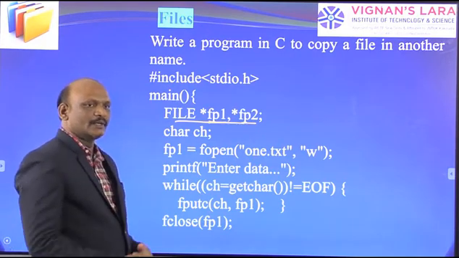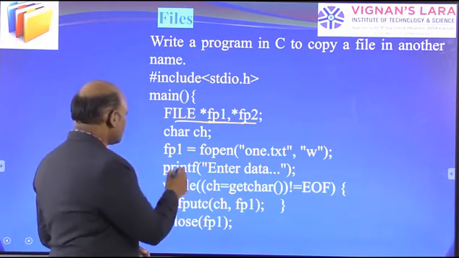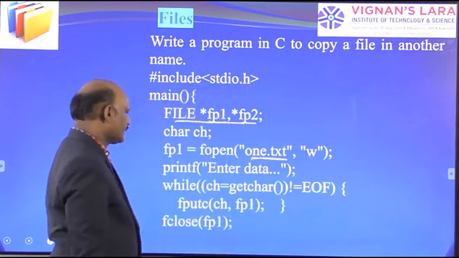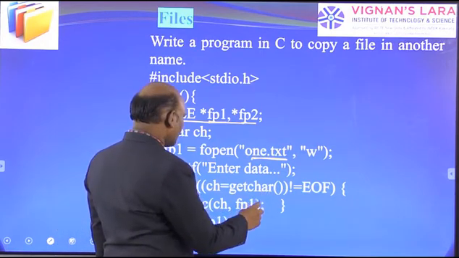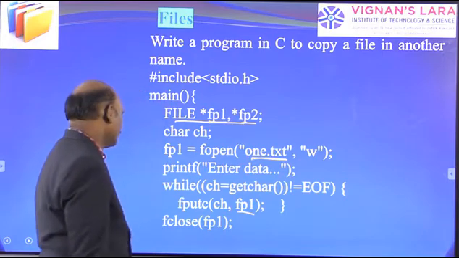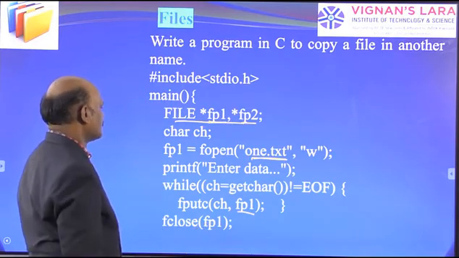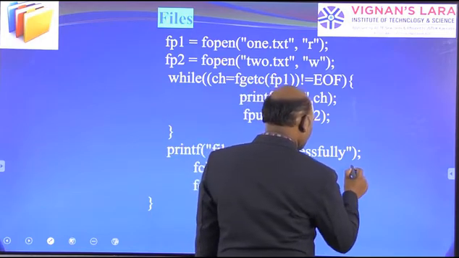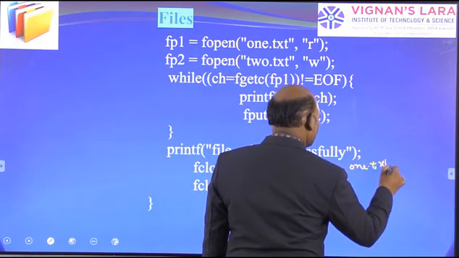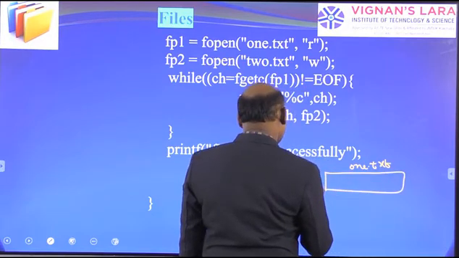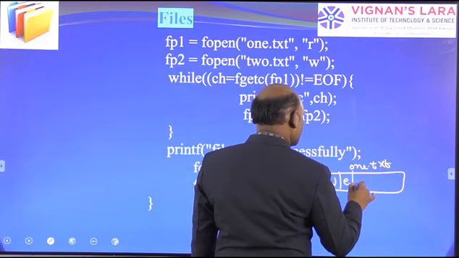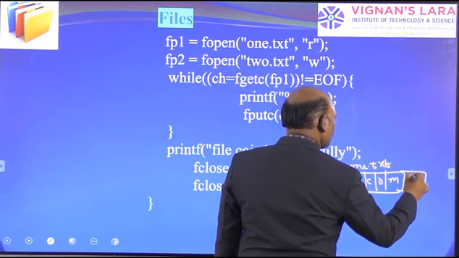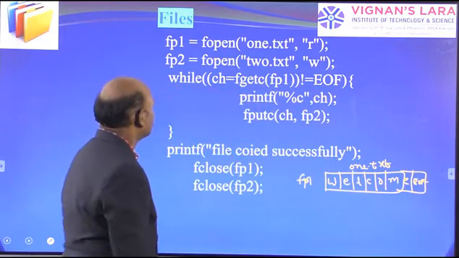First, I need to write the text into file 1. So fp1 is equal to fopen of 1.txt. This file is opened in writing mode. The data will be read from the keyboard and put into the file. After that, I am closing it. So 1.txt file, its file pointer is fp1. Suppose the data which I stored into this file is WELCOME, and finally the end of file marker. After that I am closing it.